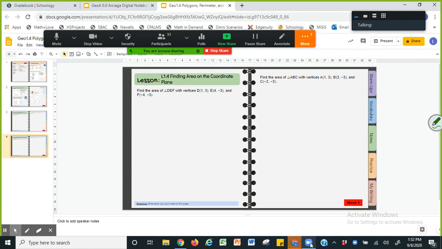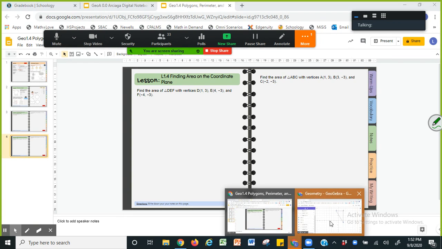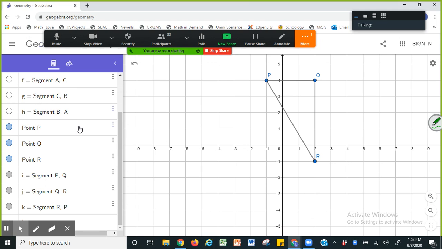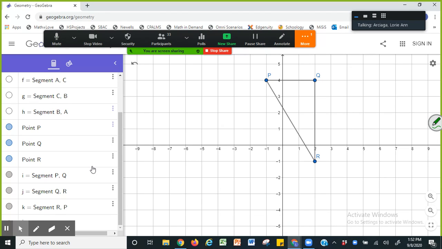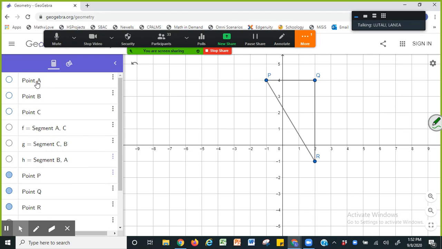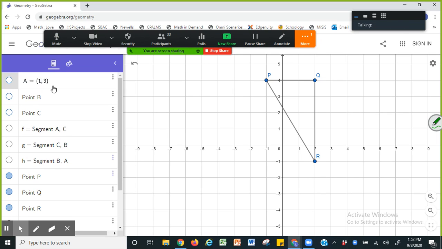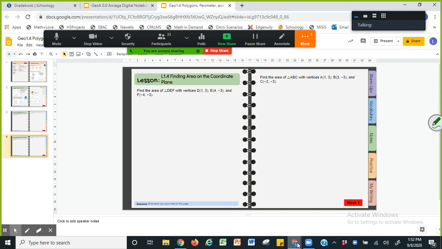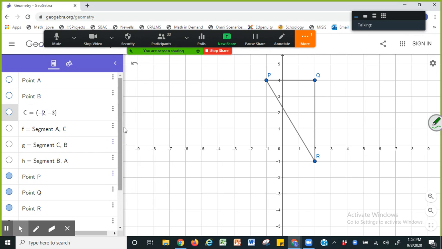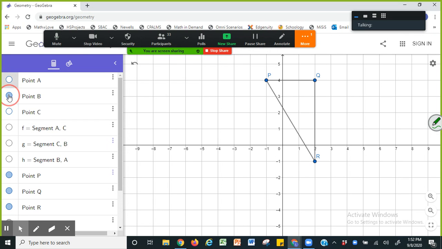1, 3. Miss Arciaga, will we do the absolute value again? Either that or count. Whichever you're more comfortable with. So 1, 3. And then 3, but you should get the same answer. -3, and then -2, -2, -2.